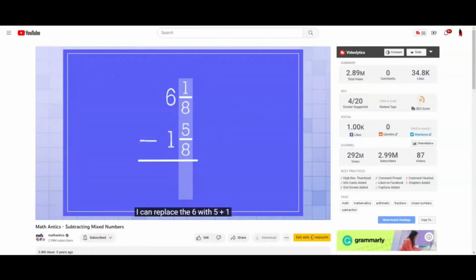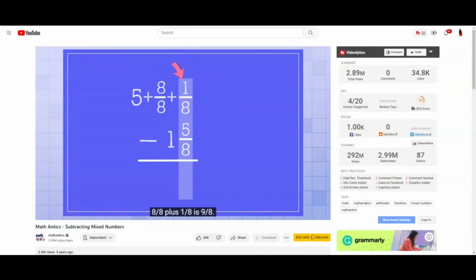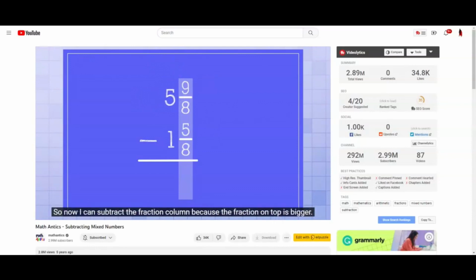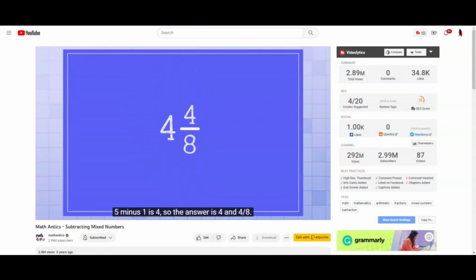I can replace the 6 with 5 plus 1, and I can replace 5 plus 1 with 5 plus 8 over 8 to get the whole fraction I need to add to the top fraction. 8 over 8 plus 1 over 8 is 9 over 8. So now I can subtract the fraction column because the fraction on top is bigger. 9 over 8 minus 5 over 8 is 4 over 8. And then I can subtract the whole numbers. 5 minus 1 is 4, so the answer is 4 4/8.